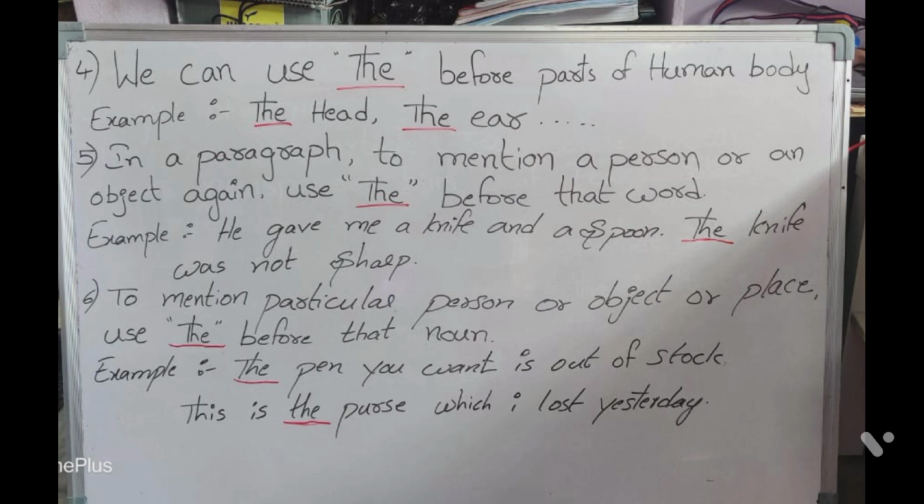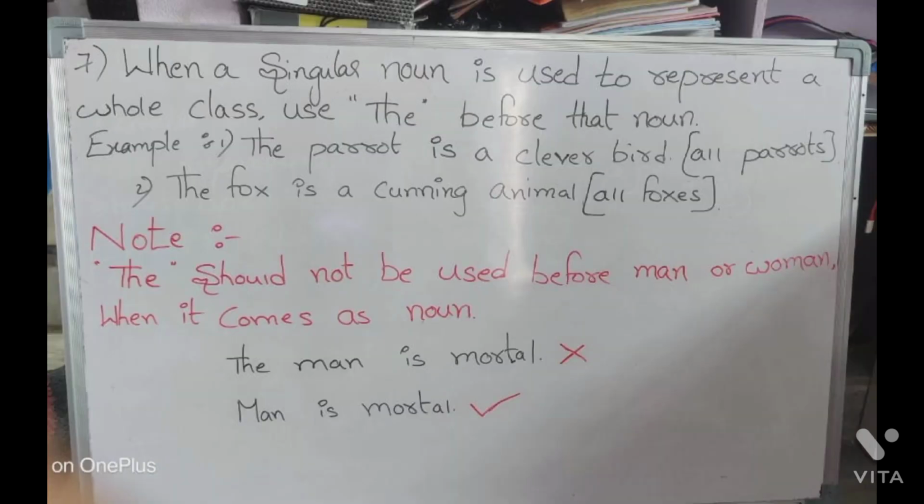If you go to the stationery shop and ask for a particular pen, the shopkeeper says, "The pen you want is out of stock." The pen here denotes the specific object. "This is the purse which I lost yesterday." The particular purse. Then "the" is being used in these sentences. This is how we use the article.